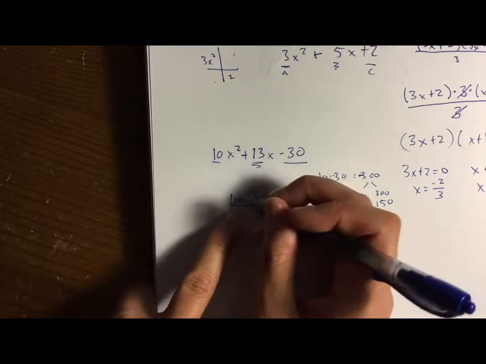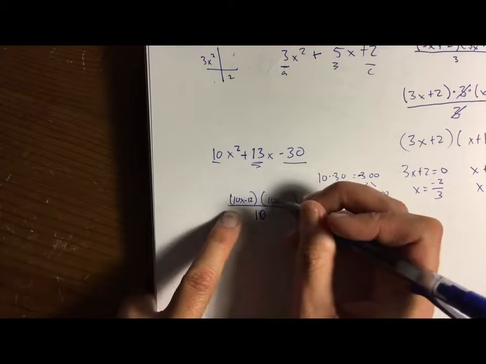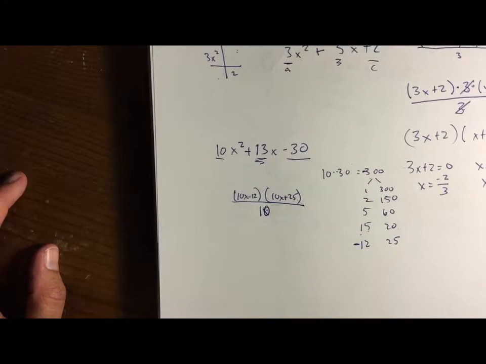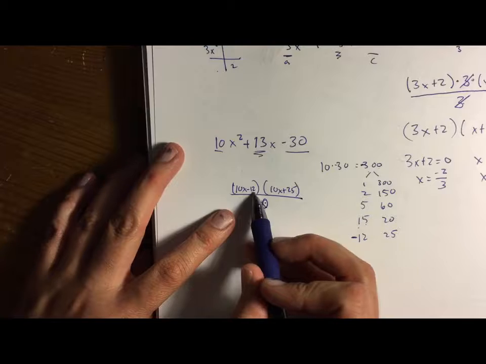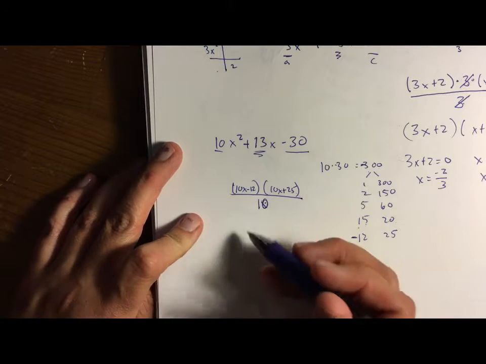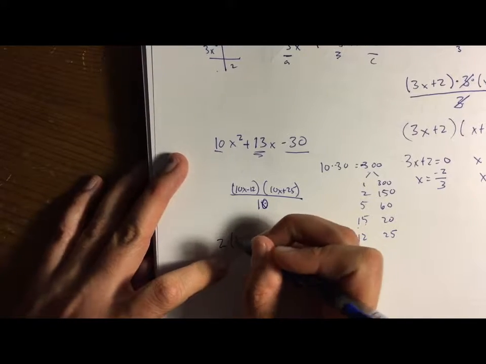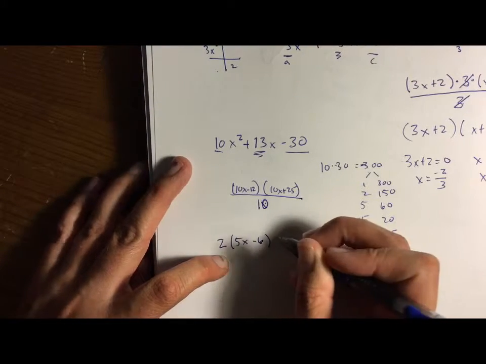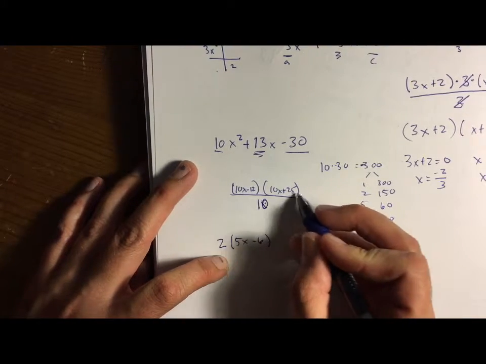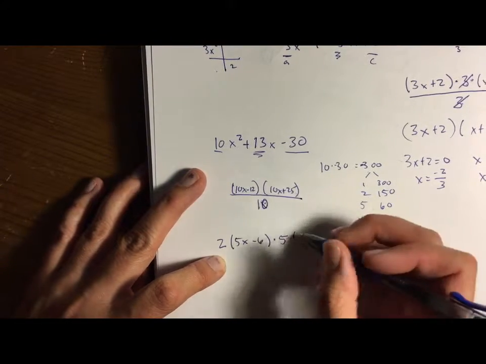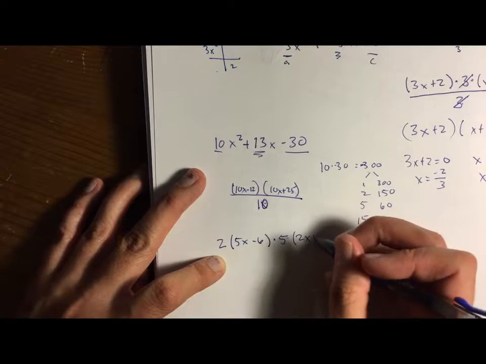So now, again, it doesn't matter where I put them. I'm going to do negative 12, and then 25, and now I have to simplify. Can I pull anything out of this? Yes, I can pull out a 2, and we get 5x minus 6. And then can I pull anything out of this? Yeah, I can pull out a 5, and look, we get 2x plus 5.